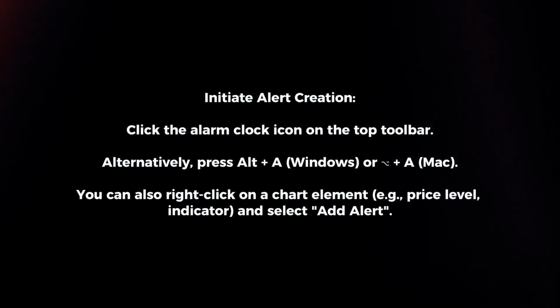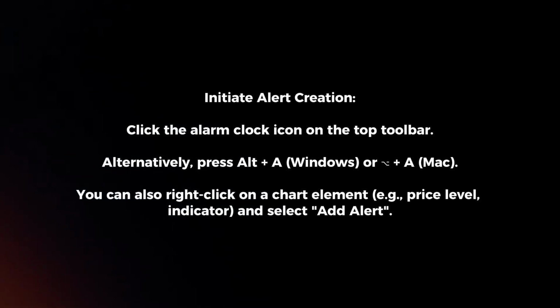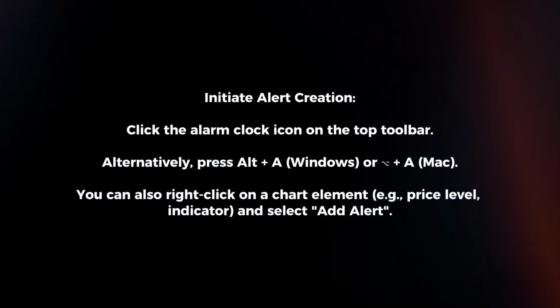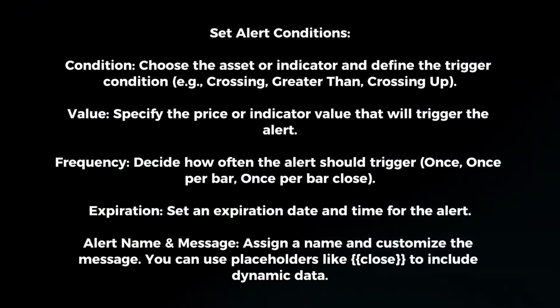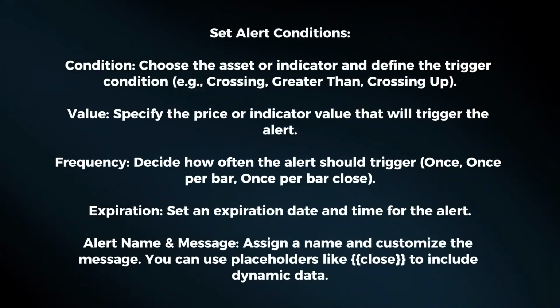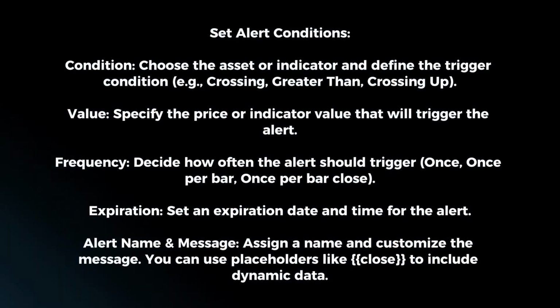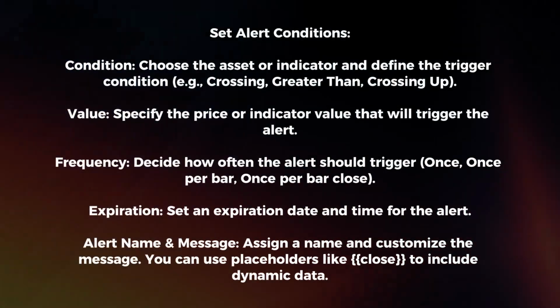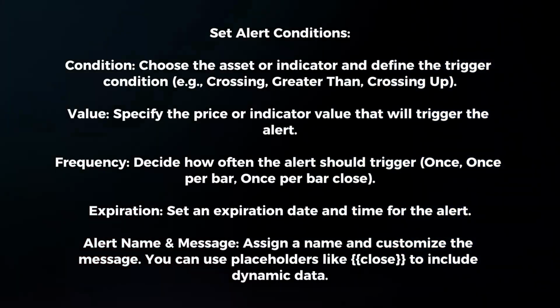Alternatively, press Alt+A. You can also right-click on the chart element and select Add Alert. Set alert conditions. Condition: choose the asset or indicator and define the trigger condition. Value: specify the price or indicator value that will trigger the alert.